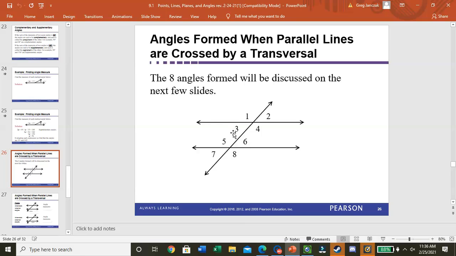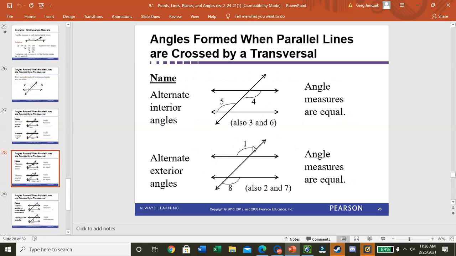But alternate interior angles are alternate in terms of the transversal. So angle 3 and angle 6 would be considered alternate. And also angles 4 and 5. Okay, so you want to fill those in. All right. Angles 3 and 6 and 4 and 5. They're inside and they're also alternating sides in reference to the transversal.